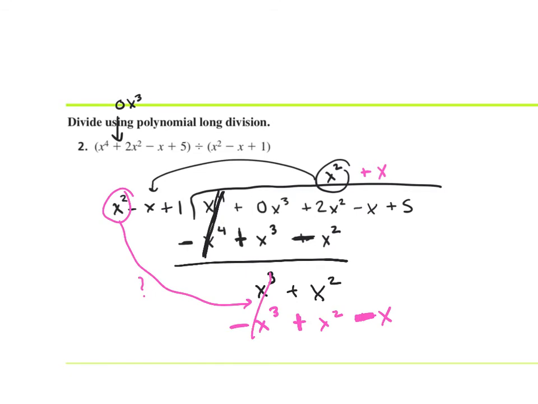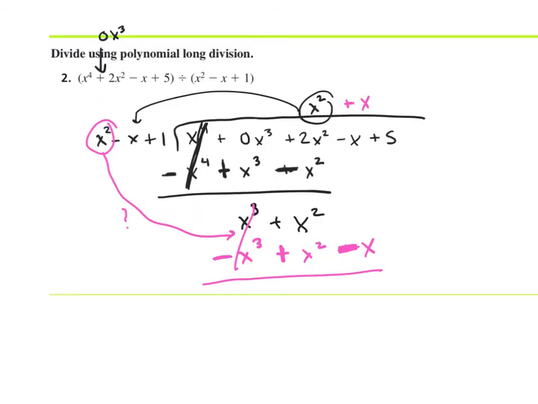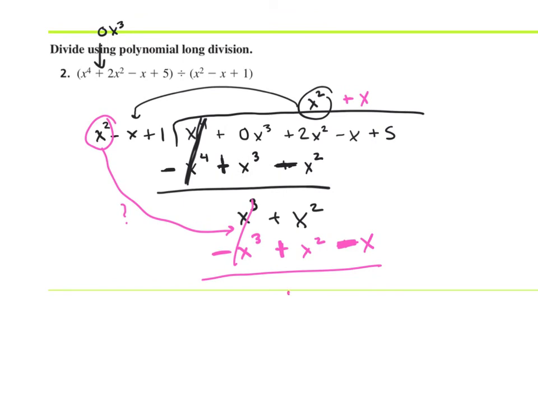First terms cancel. Next we have x squared plus x squared. What's that? 2x squared. And then negative x minus x. Negative x minus x. Negative 2x. What do we do next?